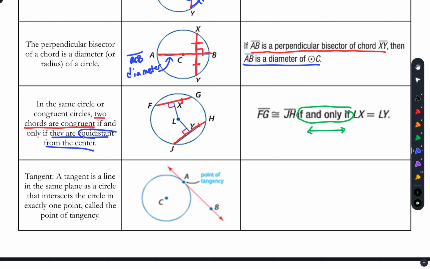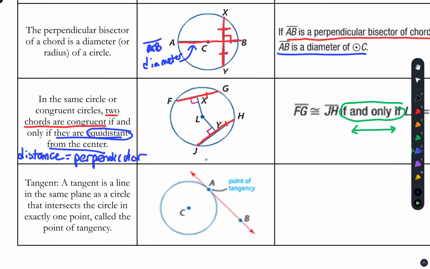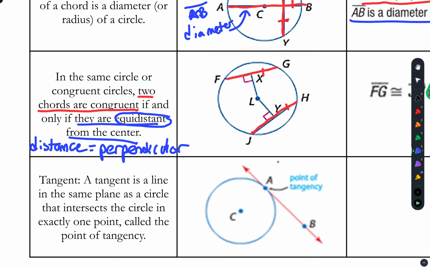That word equidistant means the same distance away from. When we talk about distance in this unit, we are always going to be thinking about making right angles. So maybe make a little note for yourself. Distance is perpendicular. That's how we get the shortest distance to anything, is by drawing a perpendicular line to it. So when I talk about distance in this circle, the distance from the center to those two chords is literally the perpendicular line to those chords.